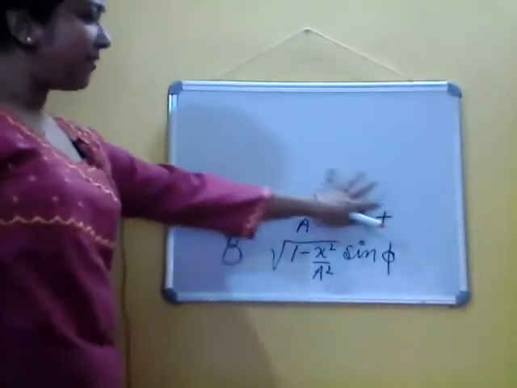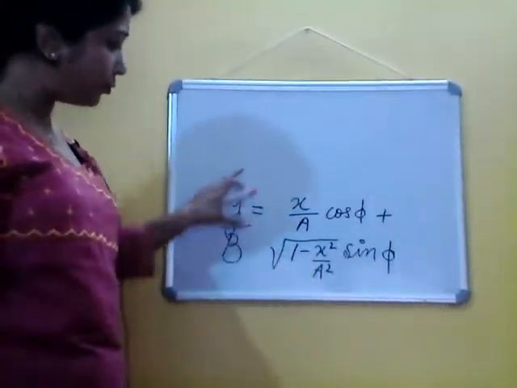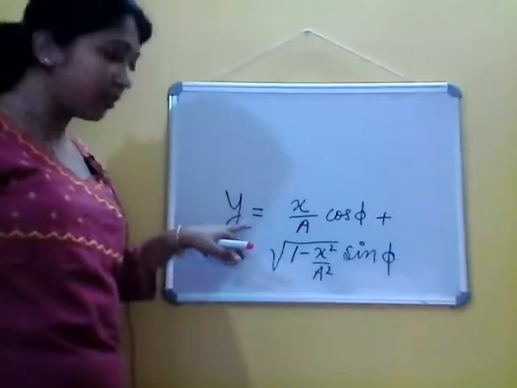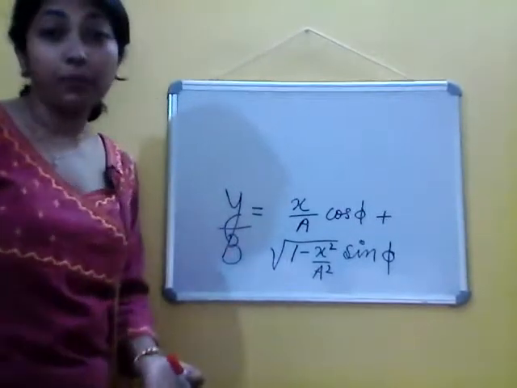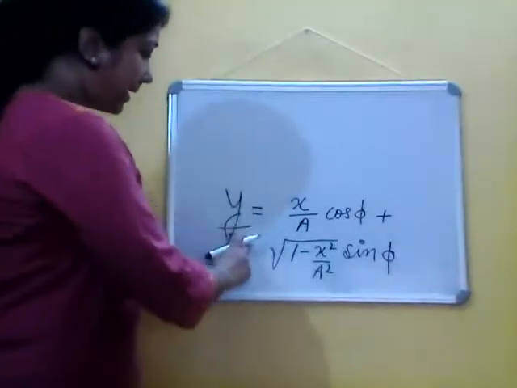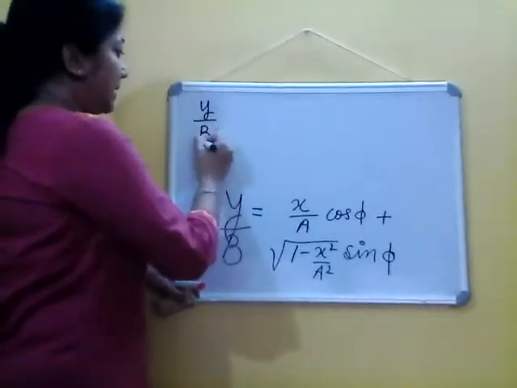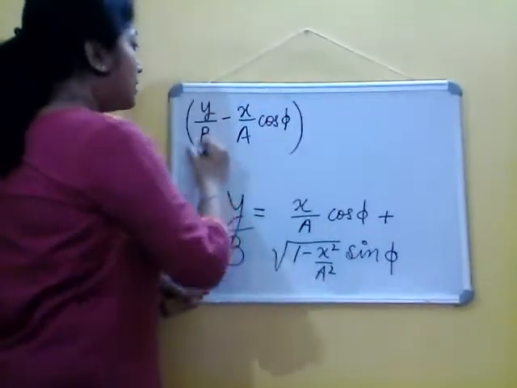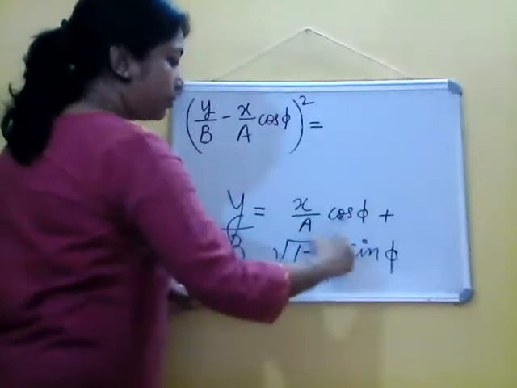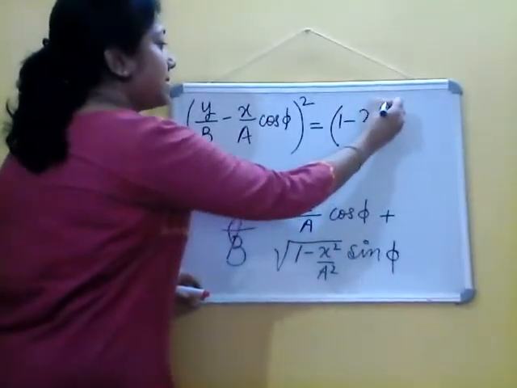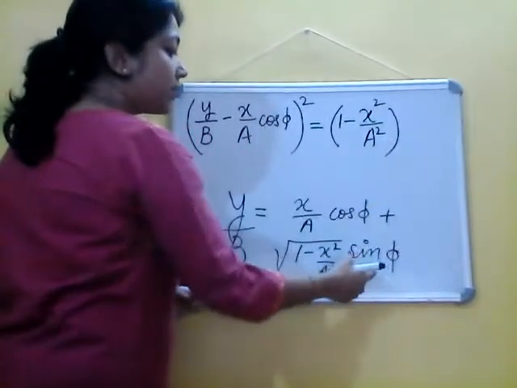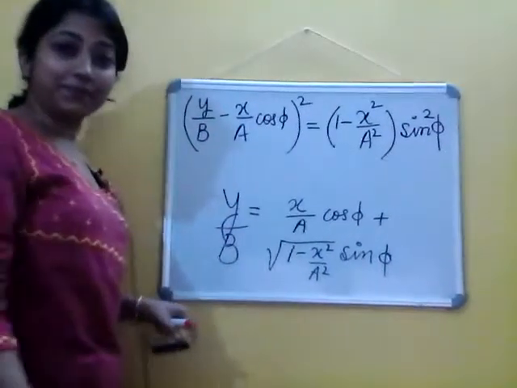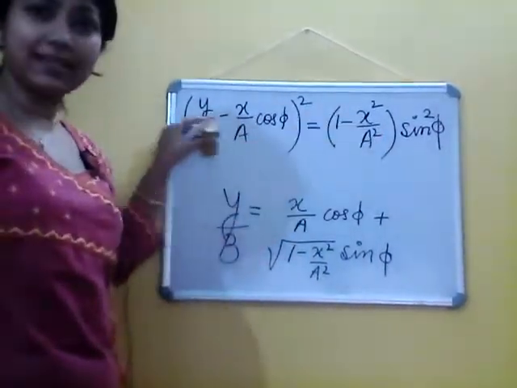Nice. So I have a particular equation where I have two terms with no root and one term with a root. So I will take the no-root term to the left hand side and then we will square both the sides. So what I can do is (y by b minus x by a cos phi) whole square must be equal to 1 minus x square by a square, and since I have done a square over here, I have a sine square phi. Correct? I hope everybody can see it clearly.